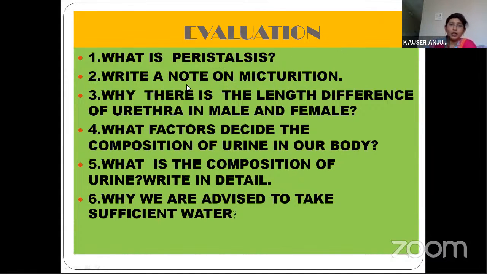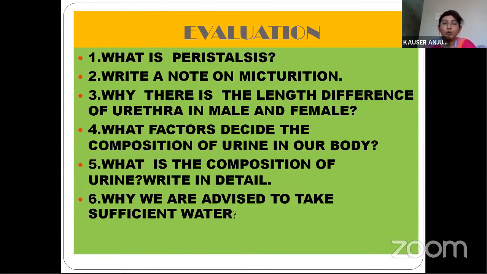Next question is, write a note on micturition. So micturition, it is commonly called urination. Micturition is a medical term. It is the feel to pass the urine outside. Micturition is nothing but our feeling to pass the urine outside. When do we feel to pass the urine outside? When our bladder is filled with the urine. So the minimum quantity of the urine is 300 ml and the maximum quantity is 800 ml.